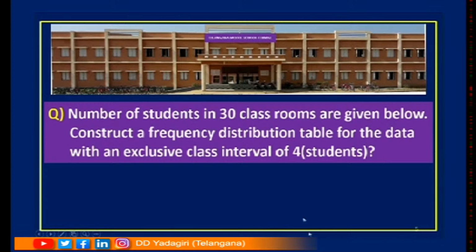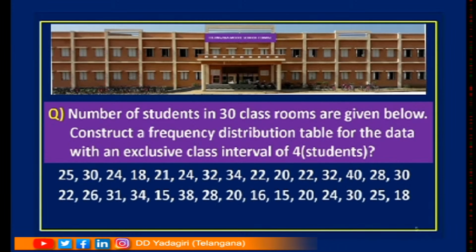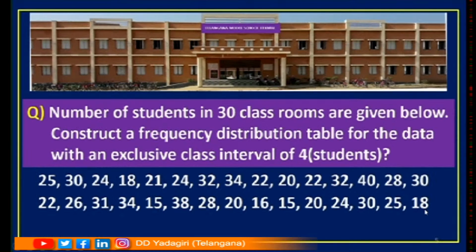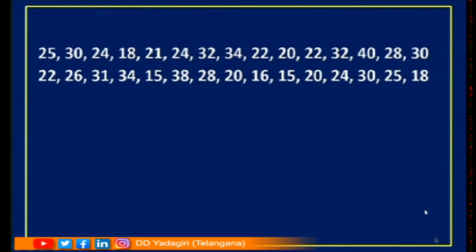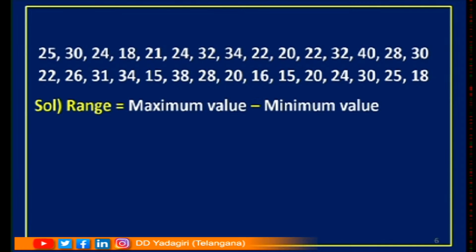Okay children, now observe the screen. It is a school building. Here there is an examination on a day and 30 classrooms were filled with students. So, the number of students in 30 classrooms are given below and you have to construct a frequency distribution table. See children, 25 students are there in room 1, 30 students are there in room 2, 24 students are there in room 3. Like this, the number of students in each room is given up to the 30th room. Now, what we have to do? We have to prepare a frequency distribution table.